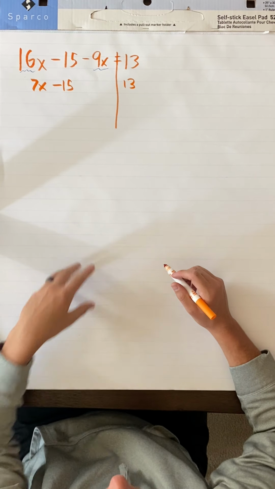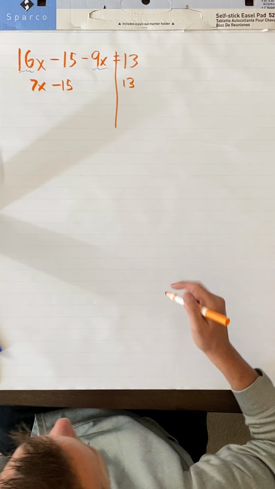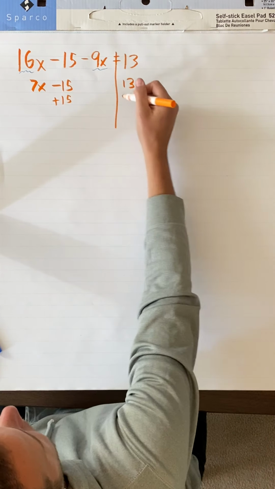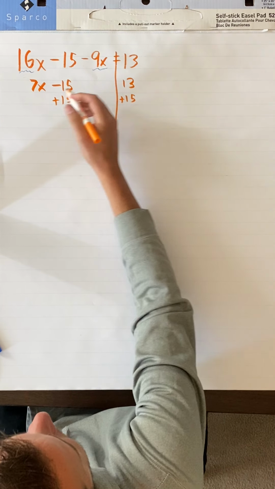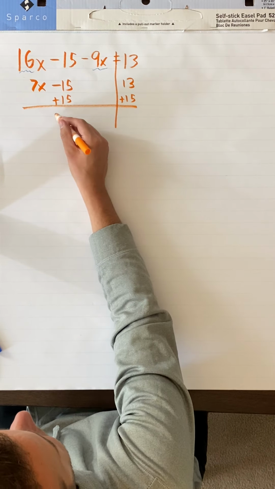So right here, we have it just like what we were doing in the last day we had class. I know we had a test last. So now it's just a two-step equation. Add 15 to both sides. We're left with 7x equals 28. Divide both sides by 7. X equals 4.